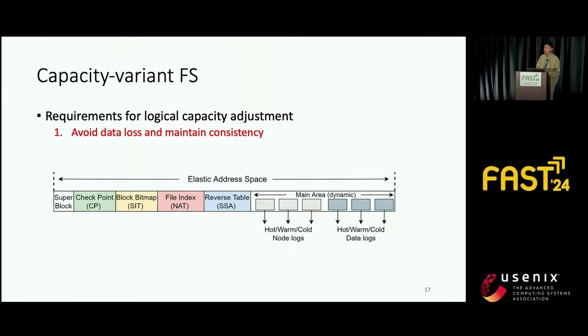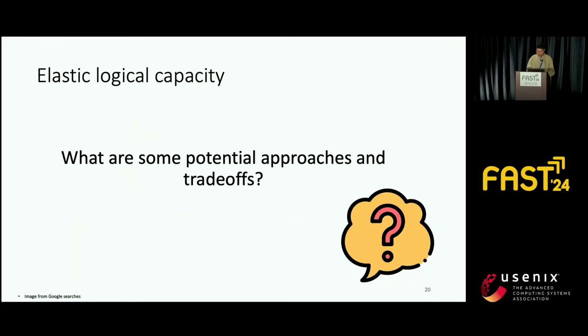There are 3 requirements for supporting the elastic logical capacity. First, user data must be carefully maintained in order to avoid data loss. Any valid data within the to-be-shrunk area must be relocated before reducing the capacity. Second, the logical capacity adjustment should be finished in an online fine-grained manner, and the time it takes should be minimal with a low overhead. So the question now is, what are some potential approaches to achieving elastic logical capacity, and what are their trade-offs?